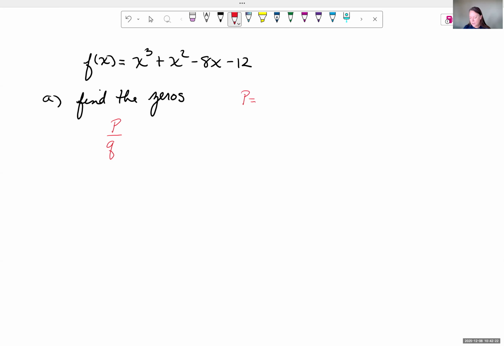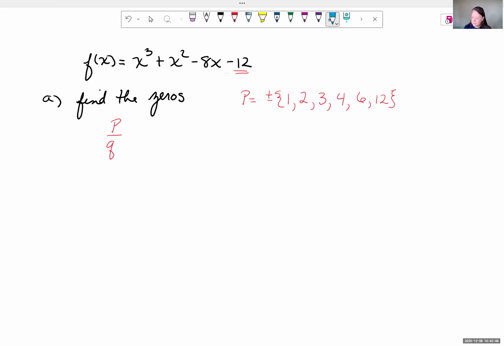P are always factors of your constant, so numbers that go evenly into that number. So I'm thinking of numbers that go evenly into 12. They can always be positive or negative, but 1 always goes into a number evenly. 2 also goes in there. 3 goes into 12 evenly. 4, 6, and 12.